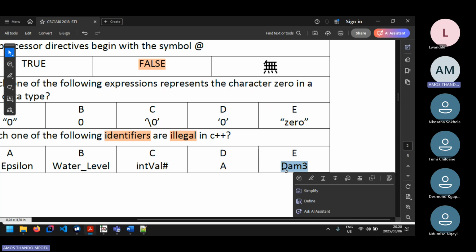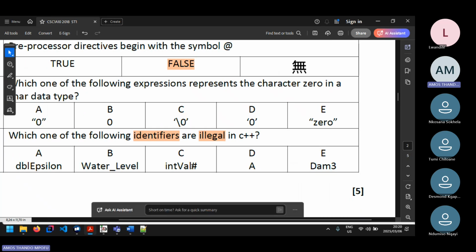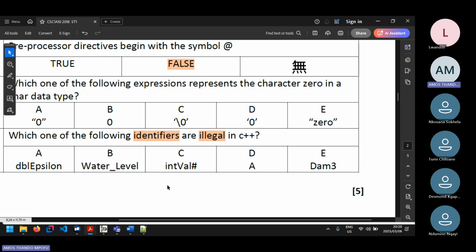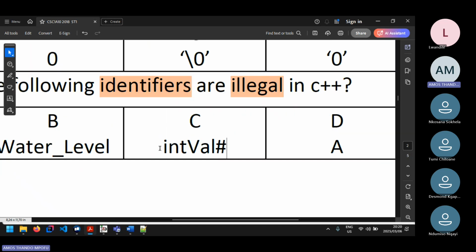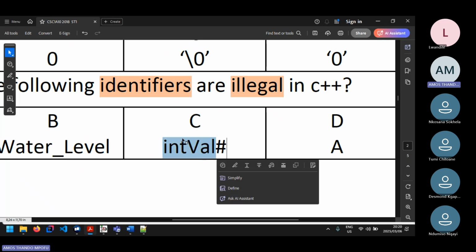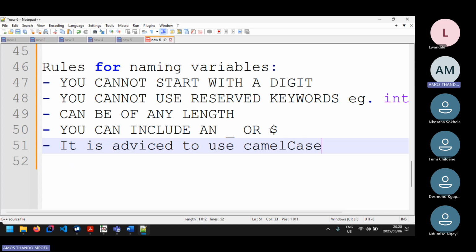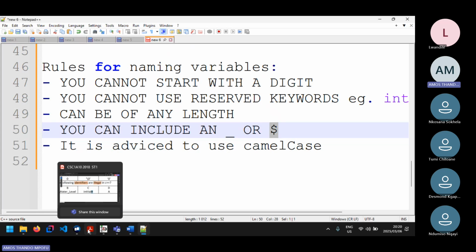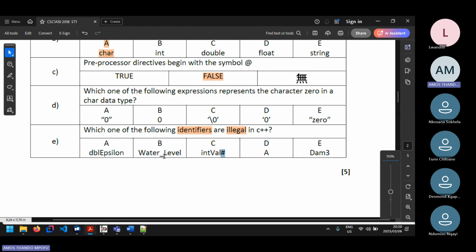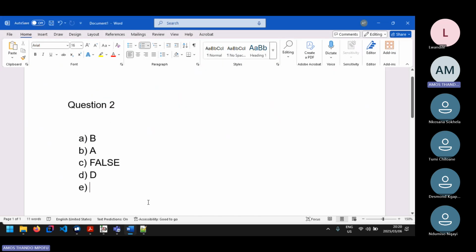That would be illegal. So the only one that's illegal is this one over here, C. You might say, but I'm using camel case. Yes, you're using camel case, and this part that I've highlighted is correct. The part that makes it incorrect is the hash. If you look at all the rules for naming a variable, we didn't say you can put a hash. We said you can only put an underscore and a dollar sign. So where's the hash coming from? So that's illegal. The incorrect variable is int valHash, which is C. So the answer is going to be C.